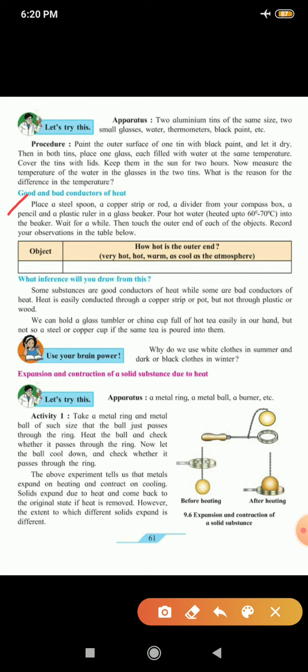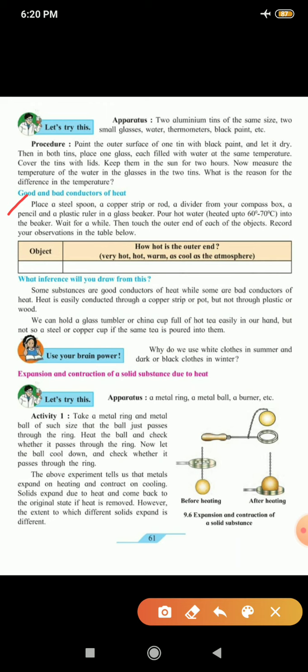Wait for a while. Then touch the outer end of each of the objects and record your observations in the table below. So this is the way we are going to prepare the table which is given here. Object, so name of the object you will be writing here, and how hot is the outer end. So you will describe it as very hot, hot, warm, as cool as the atmosphere. So you will try to do this experiment if possible at home, okay, and you will write your inferences here.